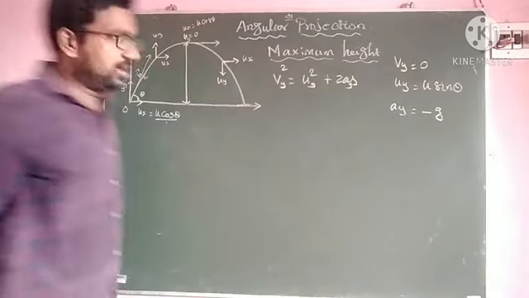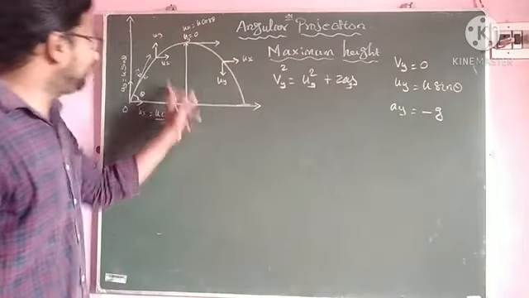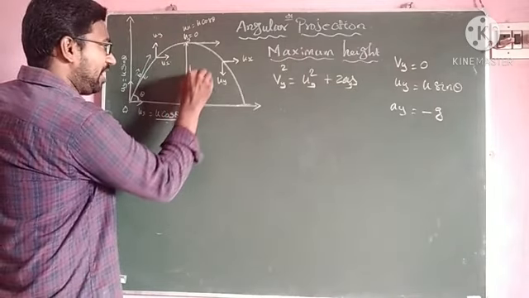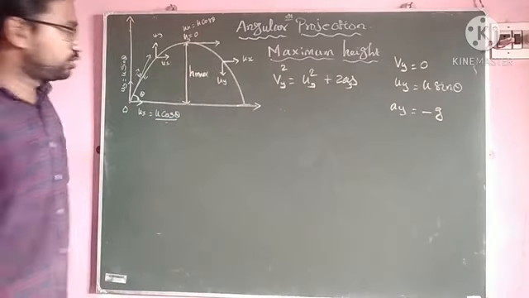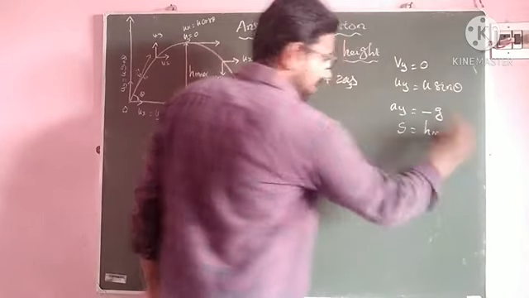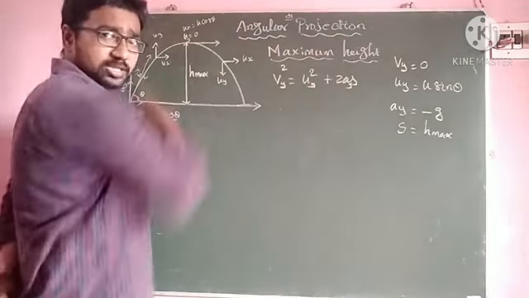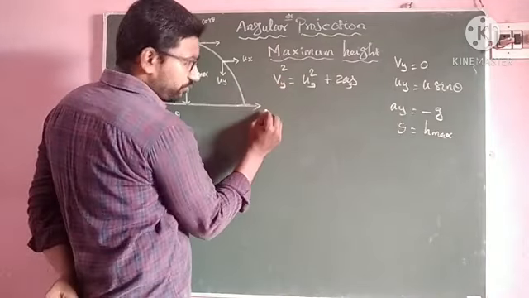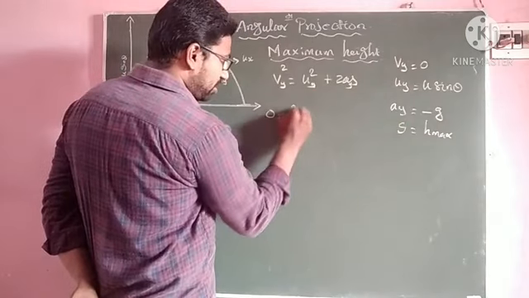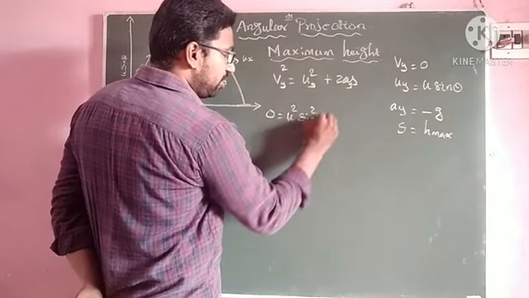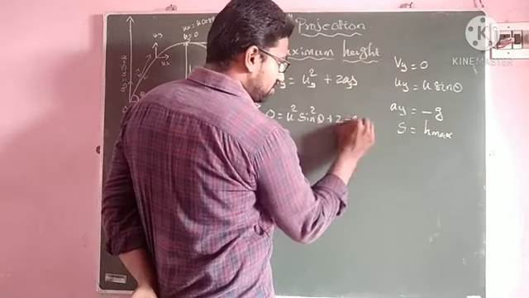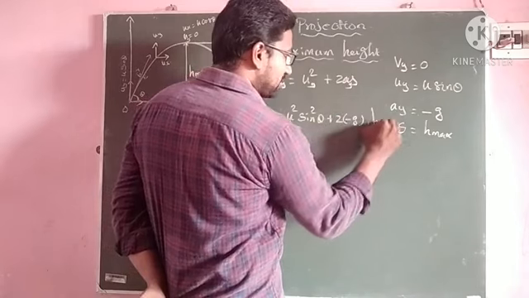g. And then what is the displacement of the particle in the vertical direction? It should be mentioned as the height. So this is the maximum height attained by the particle. So s can be replaced by h max, that is maximum height. So you just substitute all the values. What is the value of Vy? So 0 equal to uy, u square sin square theta, plus 2 into, what is the ay value? Minus g into h max. Am I right?